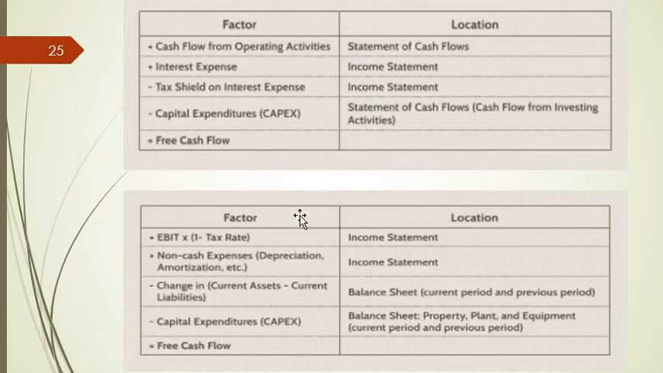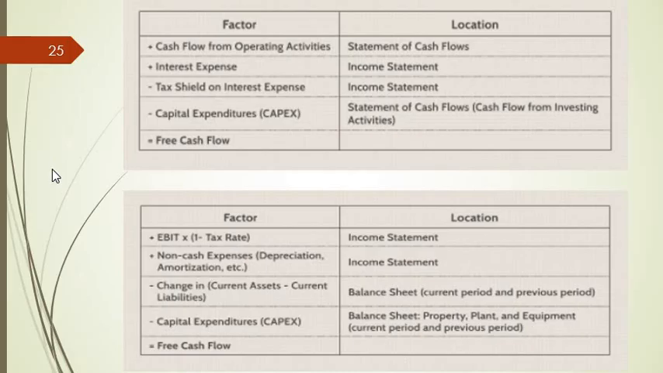If we get the information from the income statement, we can calculate the free cash flow by taking the cash flow from operating activities, which we get from the statement of cash flow, plus interest expense, which is a component of the income statement, plus the tax shield on interest expense, again from the income statement, and capital expenditure, which is the cash flow from investing activities in the cash flow statement, and we can calculate the free cash flow.